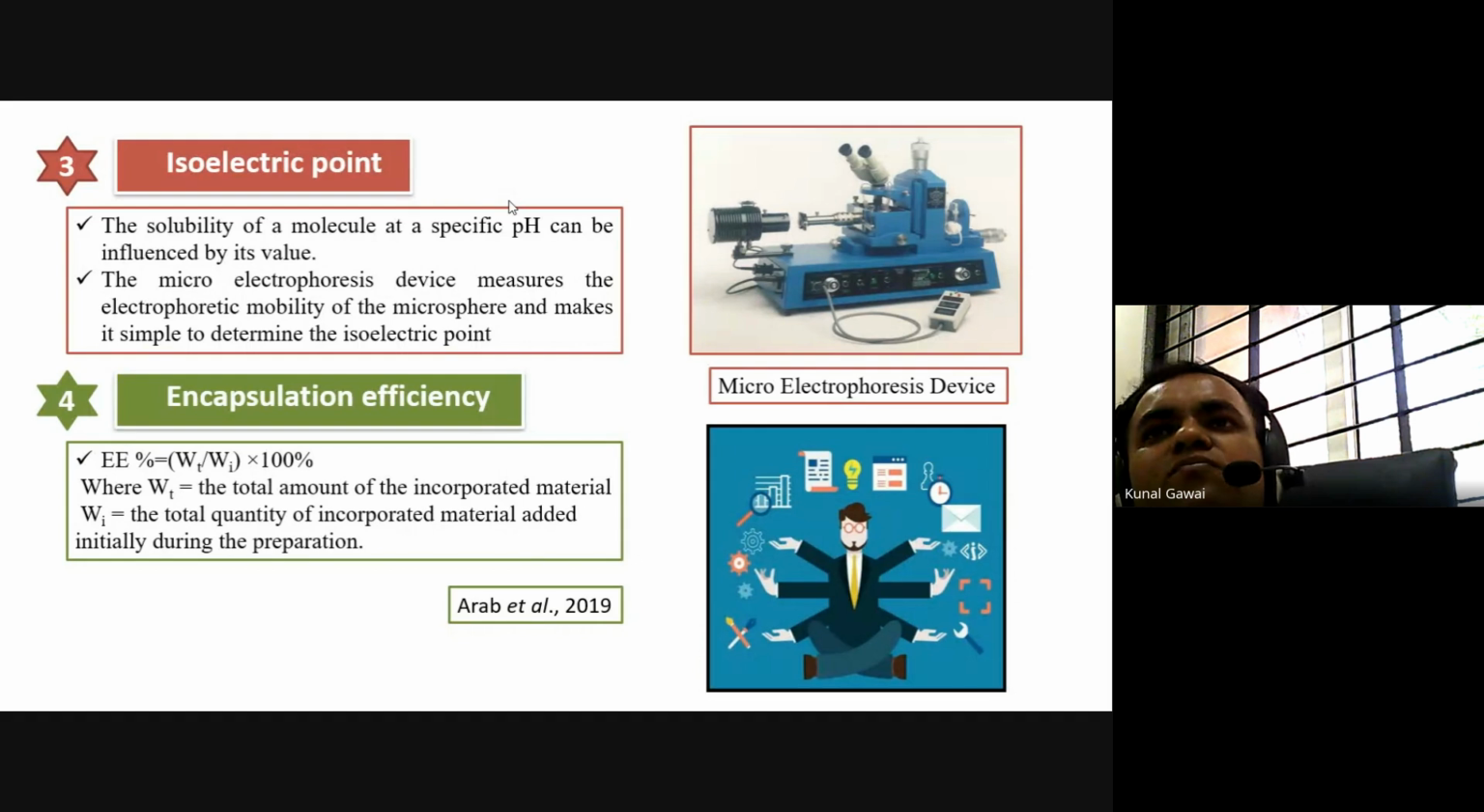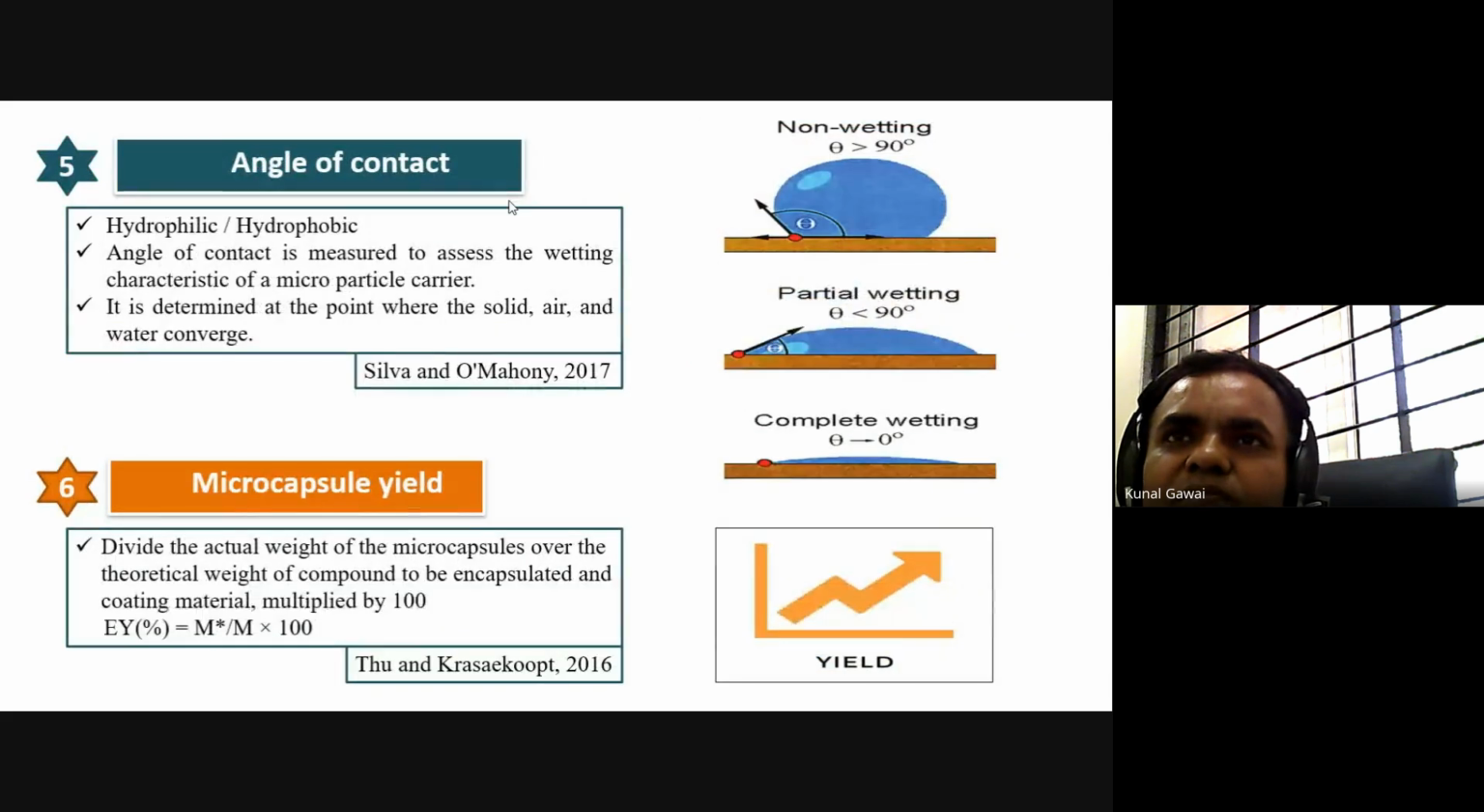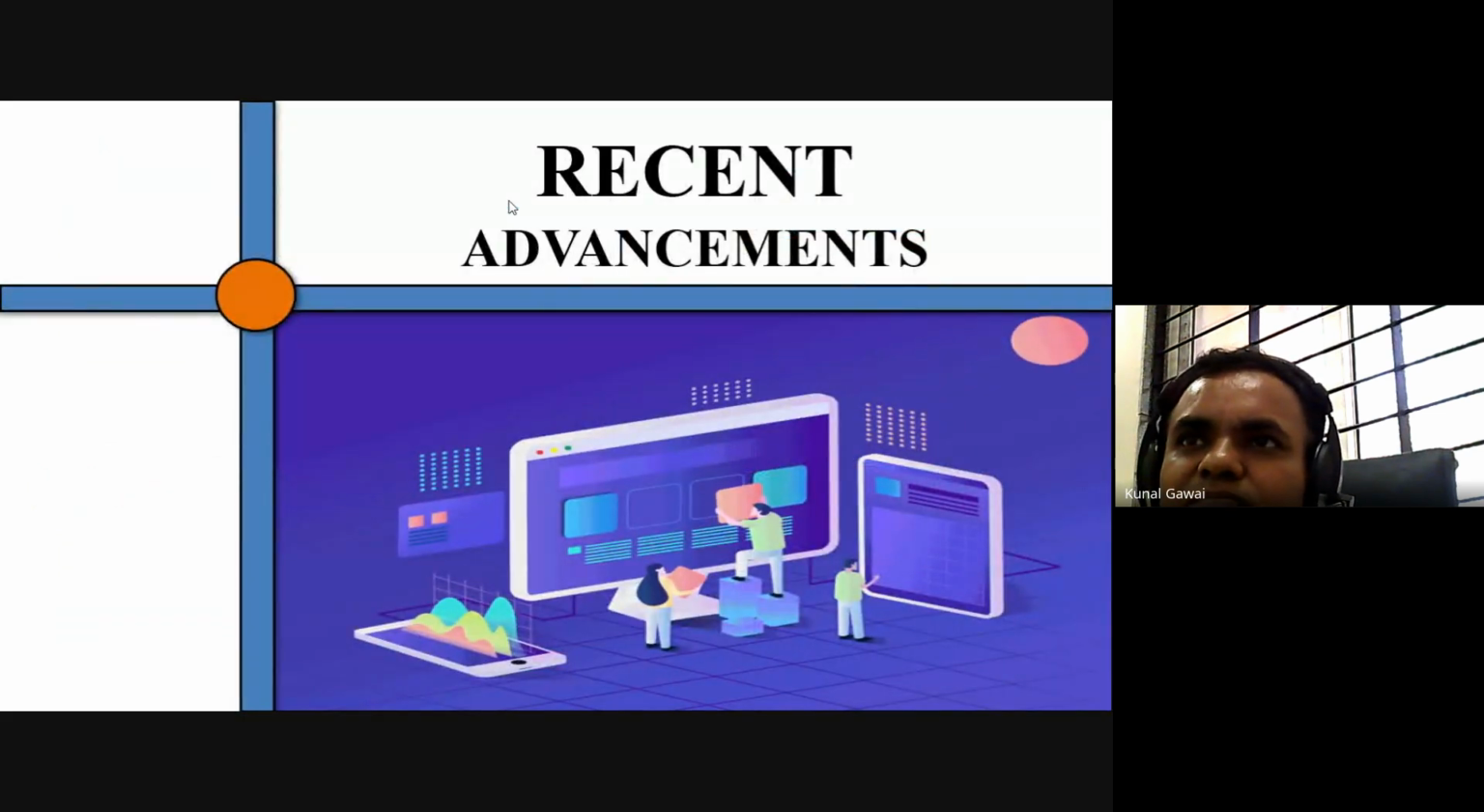Along with this, the isoelectric point we have to check, and for that we need specific apparatus. For the release purpose, when that specific microencapsule will release that material, we have to check microencapsulation efficiency as well as yield of our microencapsulate, as well as the angle, which will decide the nature of the specific microencapsulate, whether it is hydrophilic or hydrophobic in nature, and on that basis we have to decide which type of mechanism for release we have to adopt.